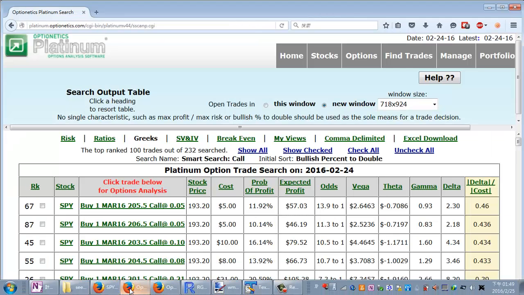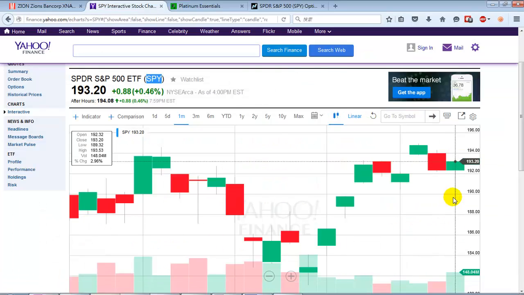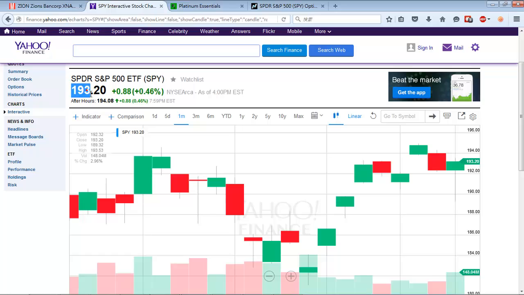Okay. Now, what about the stock itself? Stock's delta is 100. Stock's delta is always 100. It's 100%. So if the stock moves up 1, you gain 1. It's always going to be just like that.